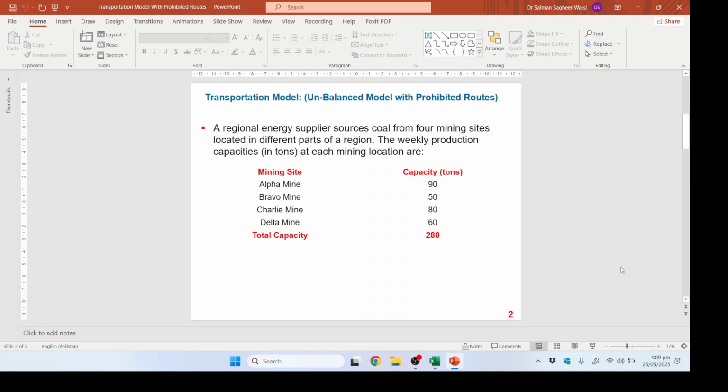The weekly production capacity of each mine is shown in the table. So for the Alpha mine, it is 90, for Bravo 50, for Charlie 80, and for Delta 60. So total capacity is 280 tons.